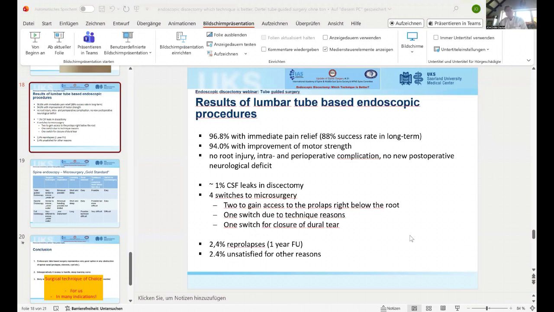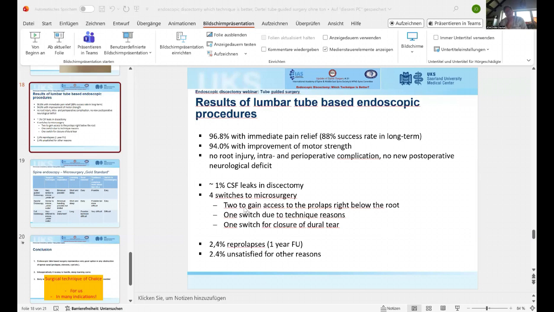So we do a double layer dural plasty, with autologous fat or muscle tissue, a fibrin-coated, thrombin-coated gel foam sponge, so a taco seal, and then another layer of fat. We had 4 switches to microsurgery in this series now since 2006. So it's a 20-year series.